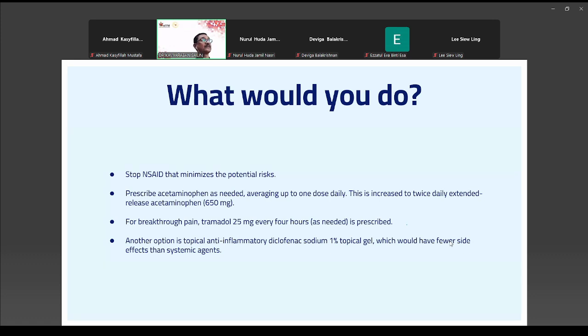Worst case scenario, refer to the orthopedic team and they might just give him a hyaluronic injection. And later, if the activities of daily living are impaired or restricted, then they might recommend knee replacement.